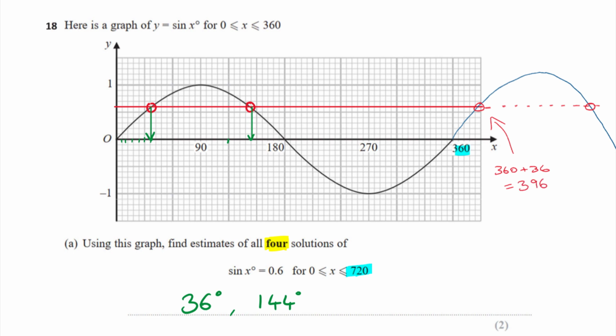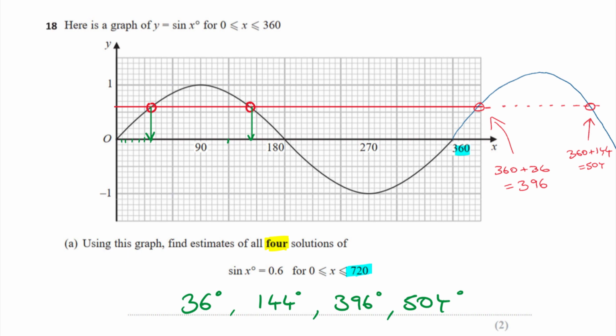396. And the other one up here is going to be 360 plus my second value of 144. So 360 plus 144 comes out to be 504. Okay, so they're going to be my two other solutions. So I'm going to have another solution at 396 degrees and another one at 504 degrees.